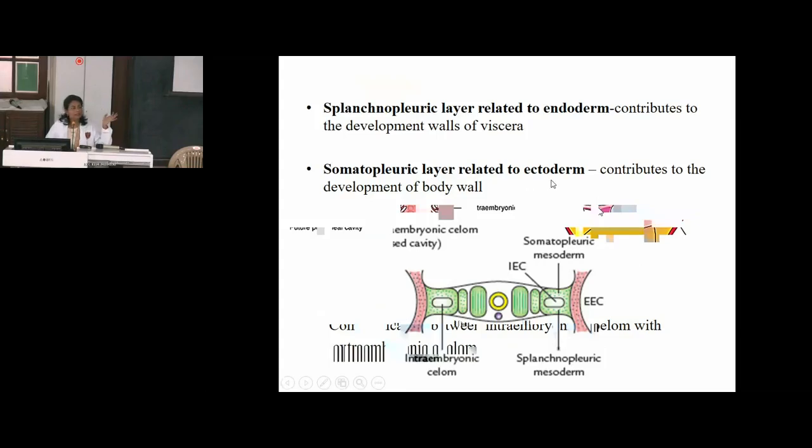So as it is related with the body wall and developing related with the ectoderm, the somatopleural layer is sensitive to pain. It is supplied by the spinal nerves. While the splanchnopleural layer is supplied by the autonomic nervous system, right? So that is not sensitive to pain, but it is sensitive to dragging, traction, right?